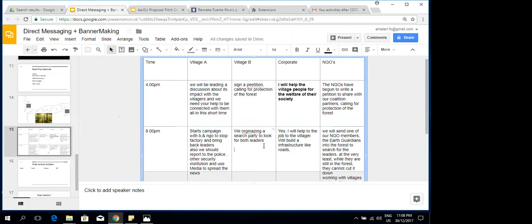Good efforts, Village B. Corporate, they're going to offer everyone jobs. So that's a good incentive, right? Security, job security. They're going to build infrastructure like roads for everyone. Wish, I'm liking this corporate, lah. A lot of jobs for everyone. Village A and B, you sure you don't want to jump on the corporate ship? Corporate, you should talk to them.